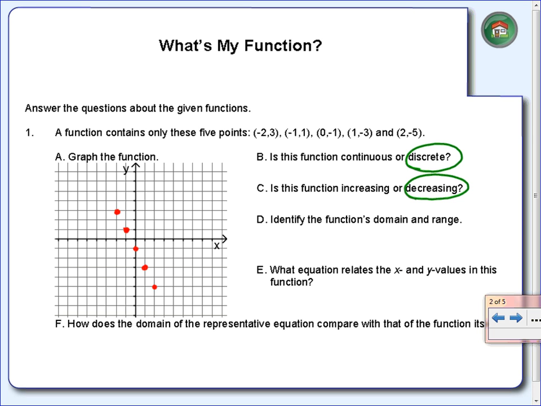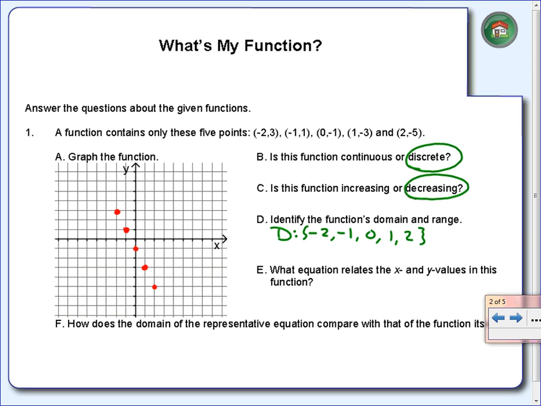Next, they want me to identify the domain and range of this function. So let me start with domain. Help me out. Domain. Is that the x or is that the y? X. So what we're going to do is list the x values. All right, here we go. X values are -2, -1, 0, 1, and 2. That's our domain. Those are the x values we have in this function.